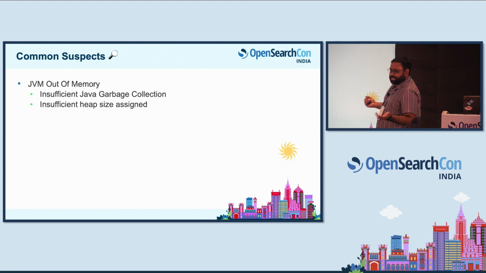Some of the common suspects, obviously, OpenSearch, it's a Java-based application. When you start up OpenSearch, you set a certain amount of JVM heap. If you have, let's say, a 16 GB virtual machine with 16 GB of RAM, you might want to allocate 10 GB of Java heap, and if you run something else, you keep the rest, the 6 GB, for that.